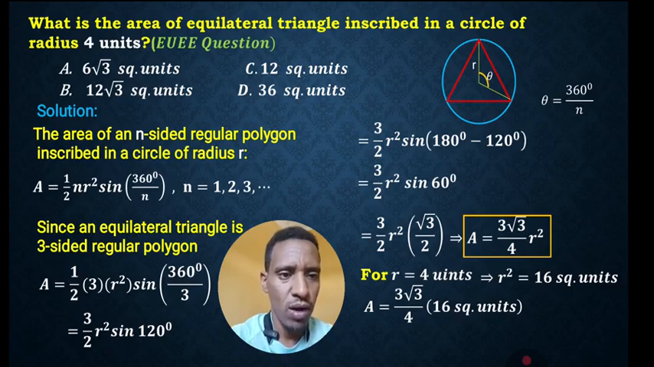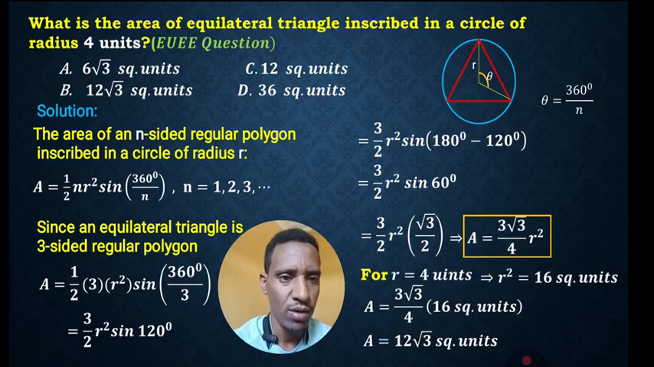Then 4 divided by 4 is 1, and 16 divided by 4 is 4, so 4 times 3 is 12 times square root of 3. Therefore the area of an equilateral triangle inscribed in a circle of radius 4 units is equal to 12 times square root of 3 square units. Therefore the correct choice for this problem is choice B.